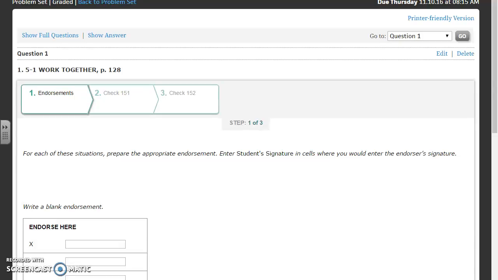Hi everyone, here we are today with 5-1 Work Together. We're talking about check endorsements and writing checks and recording those checks on check stubs.